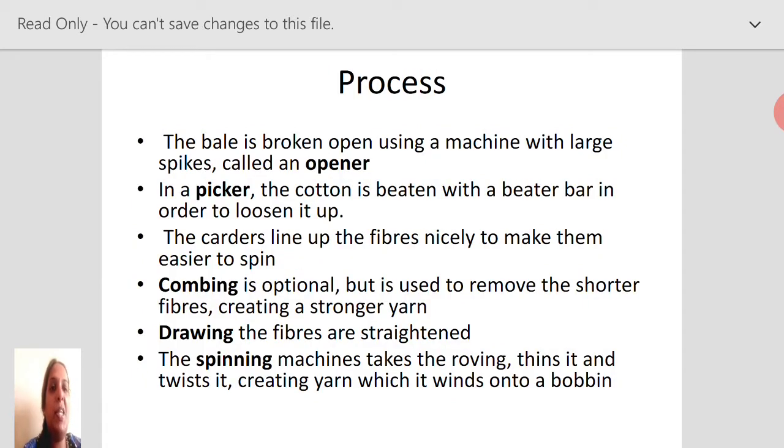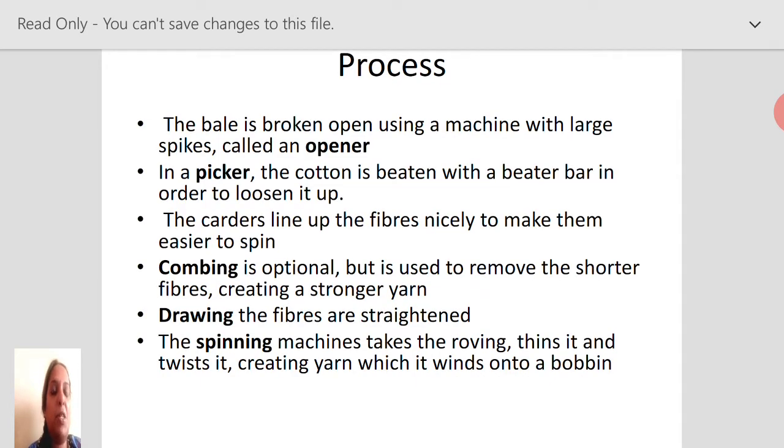As I already said, once the bale is received in the textile industry, it will be broken up with a machine with large spikes, that is called the opener. Then after that, that cotton will be taken to the picking unit, where the cotton will be beaten with a beater bar in order to loosen it up. Then it will be taken to the carding unit, where the fibers will be lined up. That is, the fibers will be drawn into thin lines so that it is easier to spin, as I already told you.